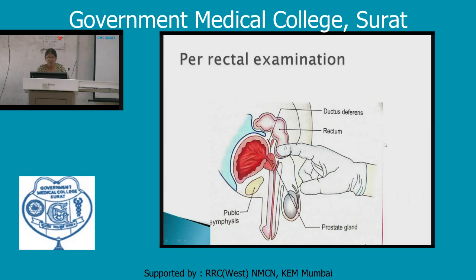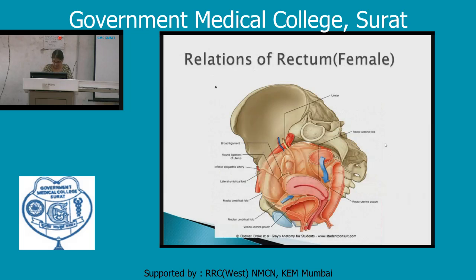So it is important. Now, relations of the rectum in the female. In the female, the upper two-thirds of the rectum is anteriorly related to the recto-uterine pouch. In the male, there was the rectovesical pouch. Here there is the recto-uterine pouch, or pouch of Douglas. In this pouch, the peritoneum reflects from the upper two-thirds of the rectum to the upper part of the vagina and then to the uterus.